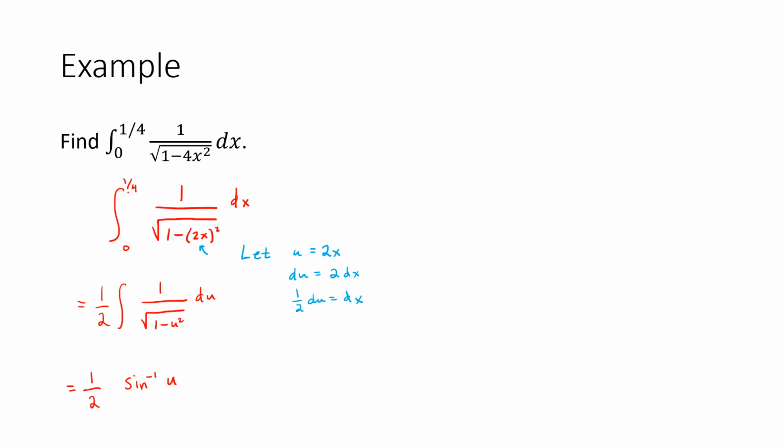Okay, now in the original problem the limits of integration went from 0 to 1/4, but let's quickly rewrite those. When x was 0, u would be 2 times 0, so it's still 0. And when x is 1/4, u would be 2 times 1/4, which is 1/2. So the upper limit is now 1/2, and it goes from 0 to 1/2. That's what we'll evaluate.